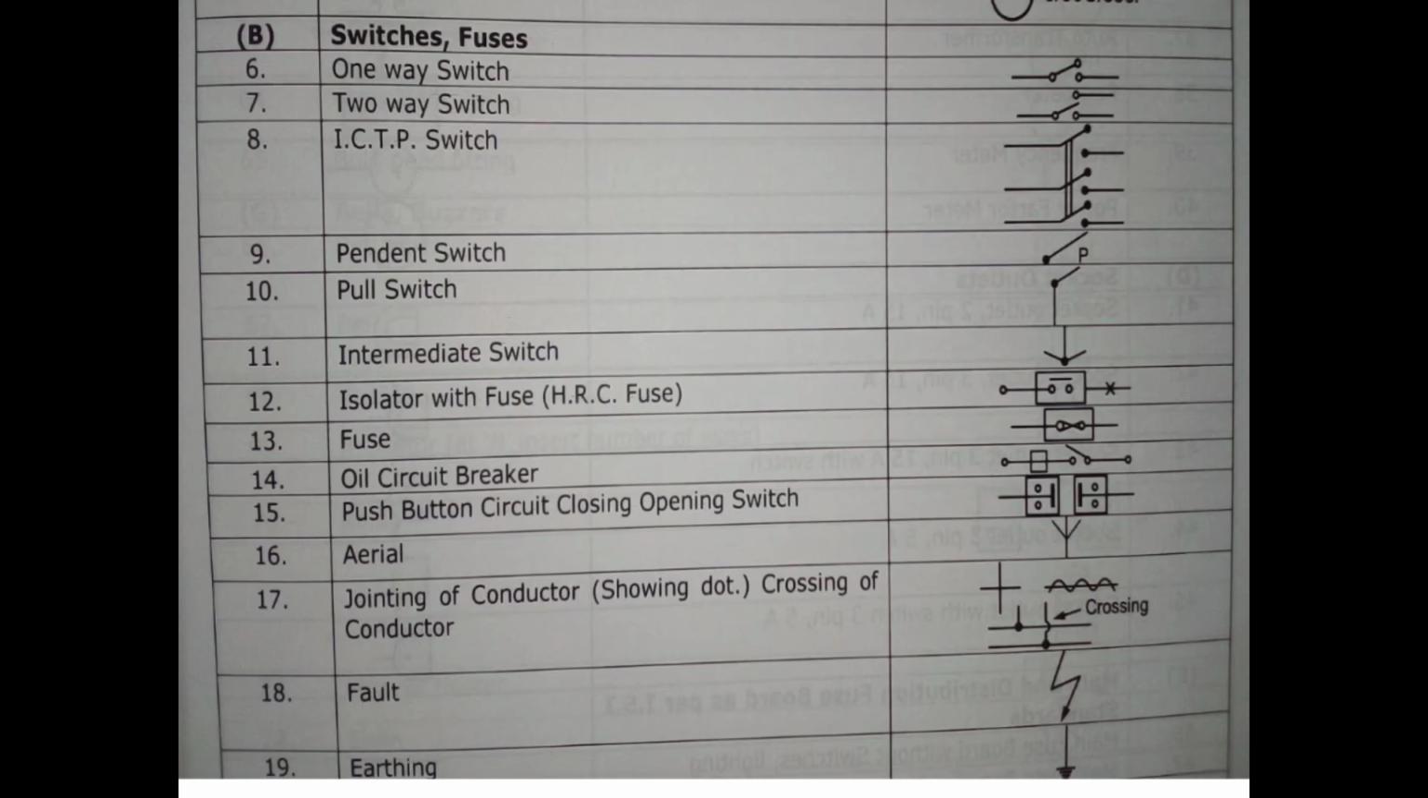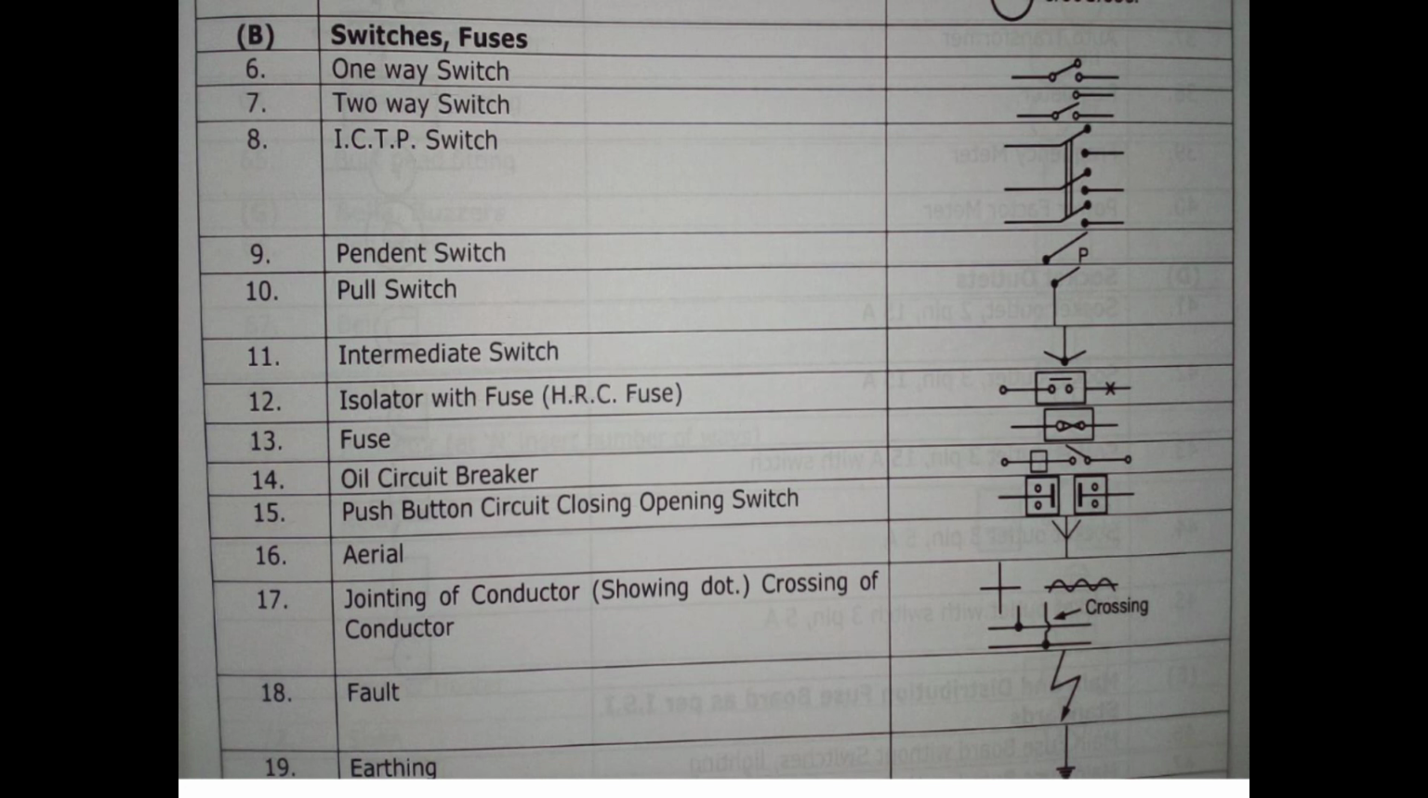So one-way switch, this is the symbol of one-way switch. Then two-way switch. After this ICTP switch. Then pendant switch, pull switch, intermediate switch. These are the symbols of different switches and fuses. Then intermediate switch, isolator with fuse means HRC fuse. Then fuse, oil circuit breaker, push button, circuit closing opening switch, aerial.